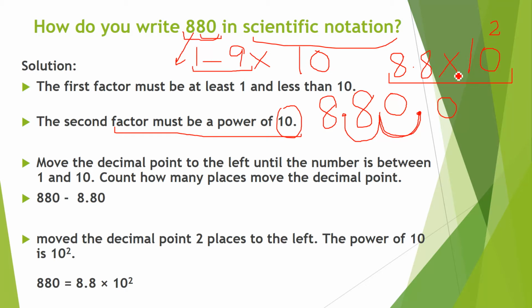If you want to check your answer, 10 squared does not mean 10 times 2, which is 20. It means you have 10 two times, 10 multiplied by 10, which is 100. So 100 multiplied by 8.8, again you will get 880. This one. So if you read, you will find the same thing I have explained here. Move the decimal point to the left until the number is between 1 and 10, right? Between, or you can say 1 to 9. Count how many places you moved the decimal. We moved the decimal two places, so 10 raised to power 2. This is the scientific notation.